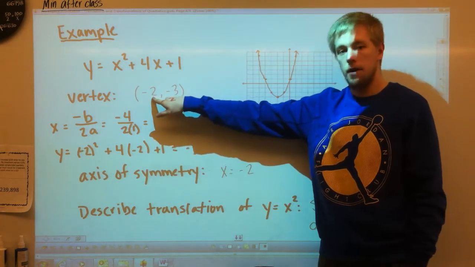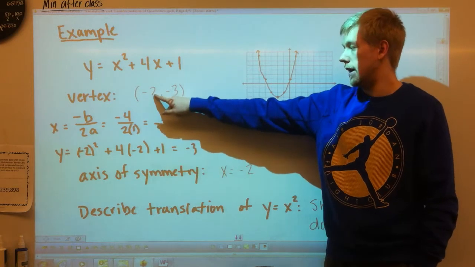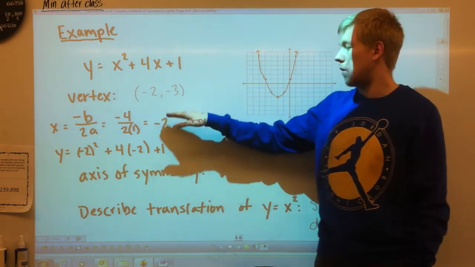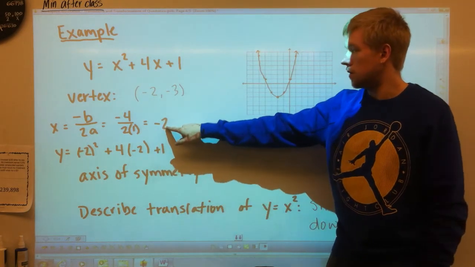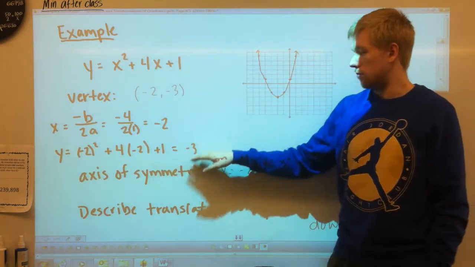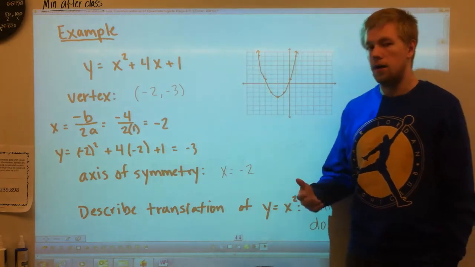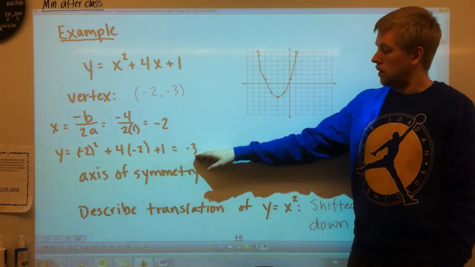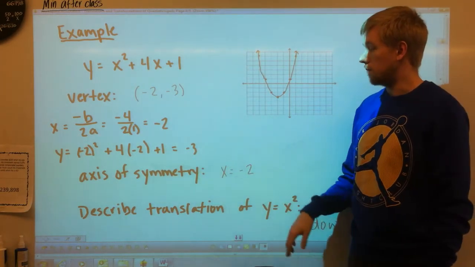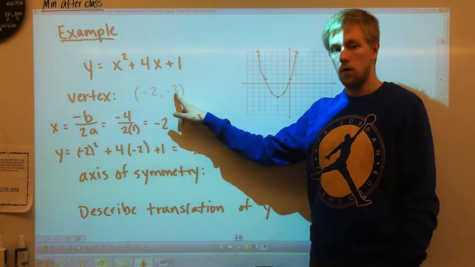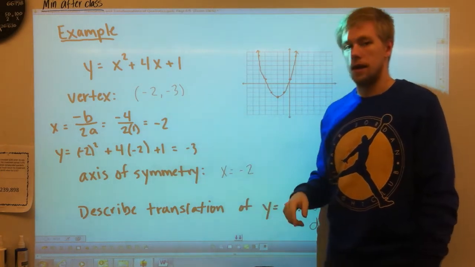I can plug that part into my vertex because I know the x coordinate is negative 2. But to find my y coordinate, I need to plug this negative 2 into this whole function, which I did below. So I have negative 2 squared plus 4 times negative 2 plus 1. When I multiply that out and add it up, I get negative 3. So that negative 3 is part of my y coordinate. That is the whole vertex now. It's negative 2, negative 3.